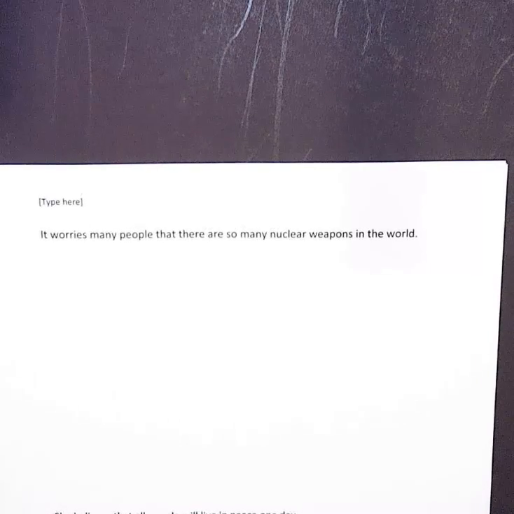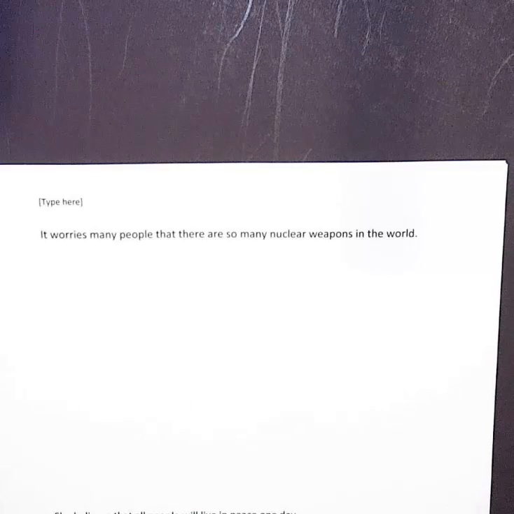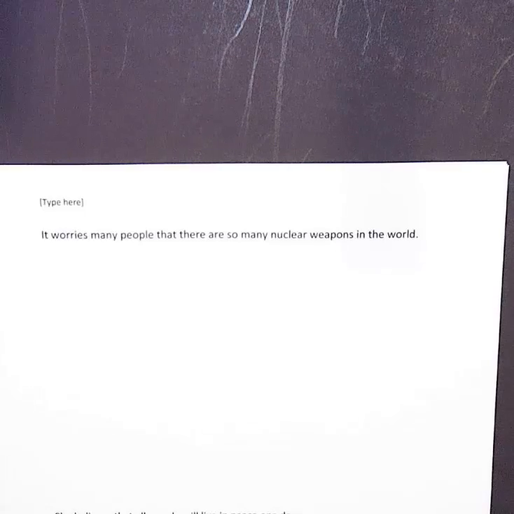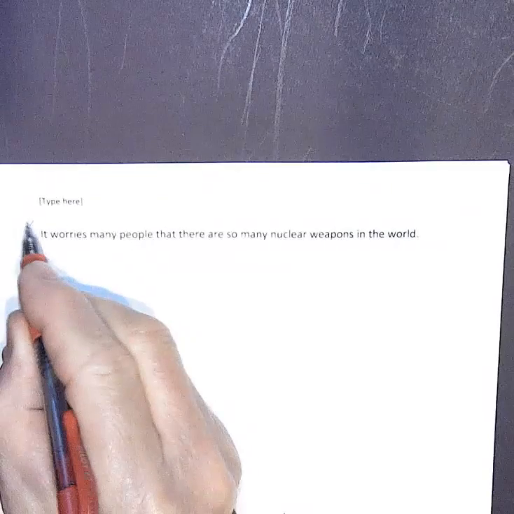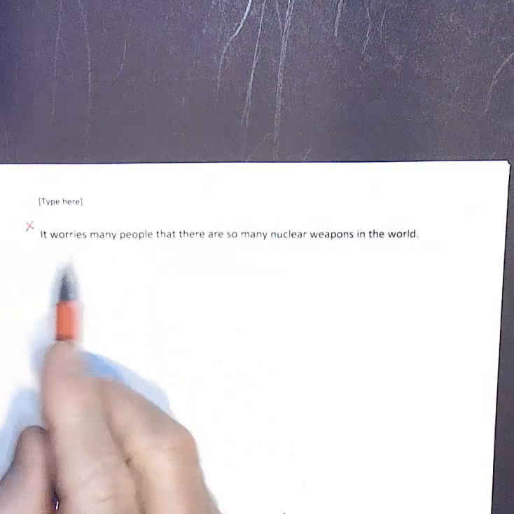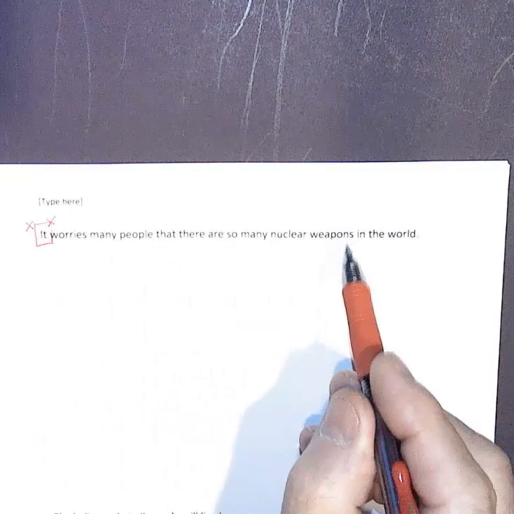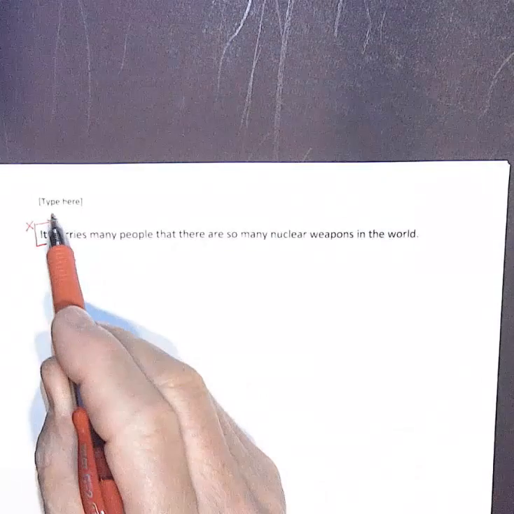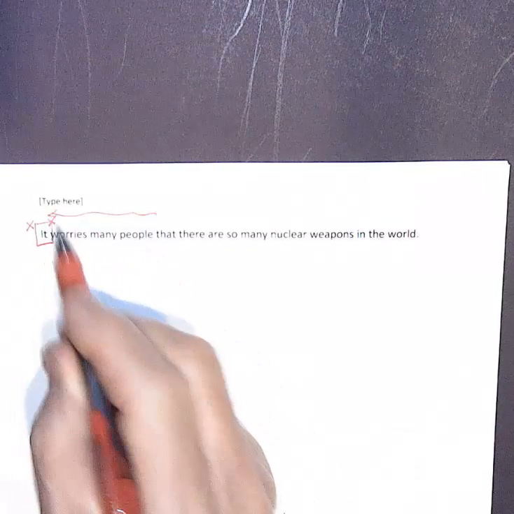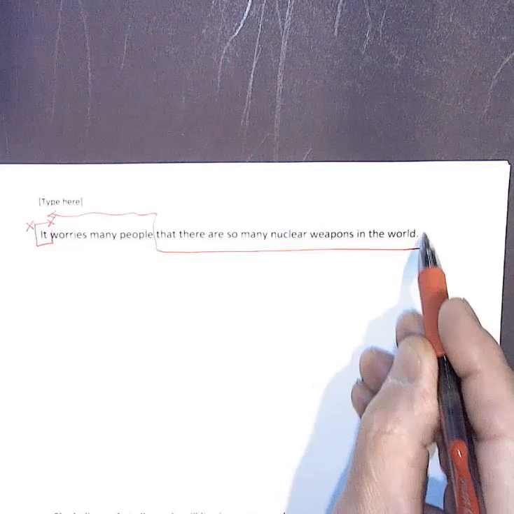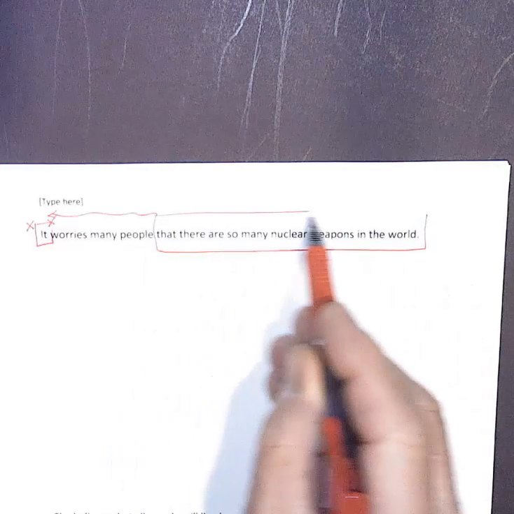Okay, maybe if I bring it down, we'll have less of a glare. It worries many people that there are so many nuclear weapons in the world. Okay, now I don't think there's any shifters. Okay, so does it worry? It does not worry. It is the subject. Now, there's no shifters, but all of this is not the predicate. It worries many people is the predicate, and that there are so many nuclear weapons in the world is the postponed subject.